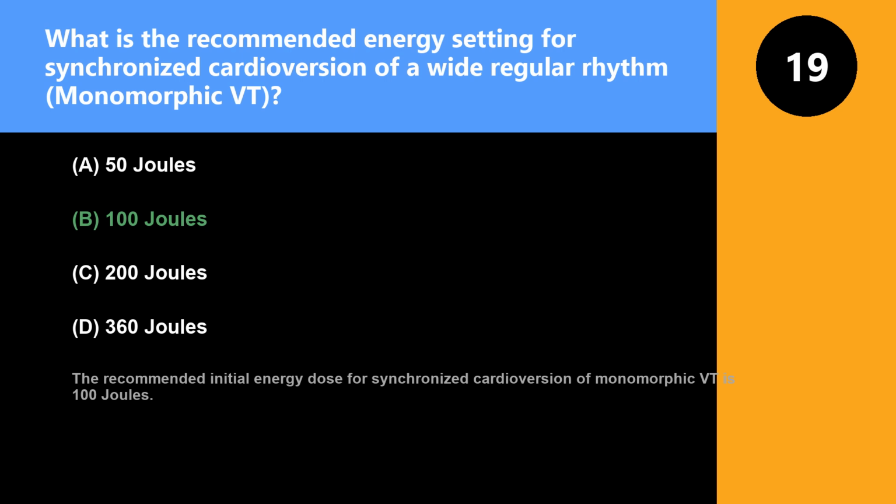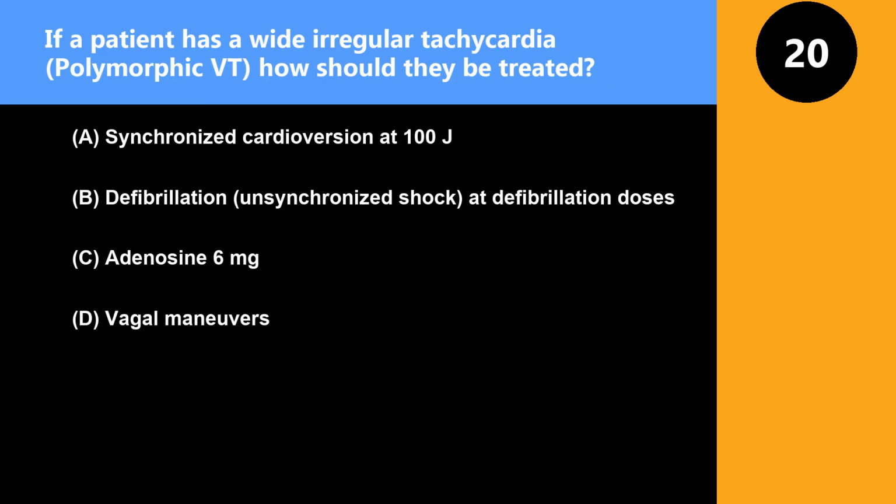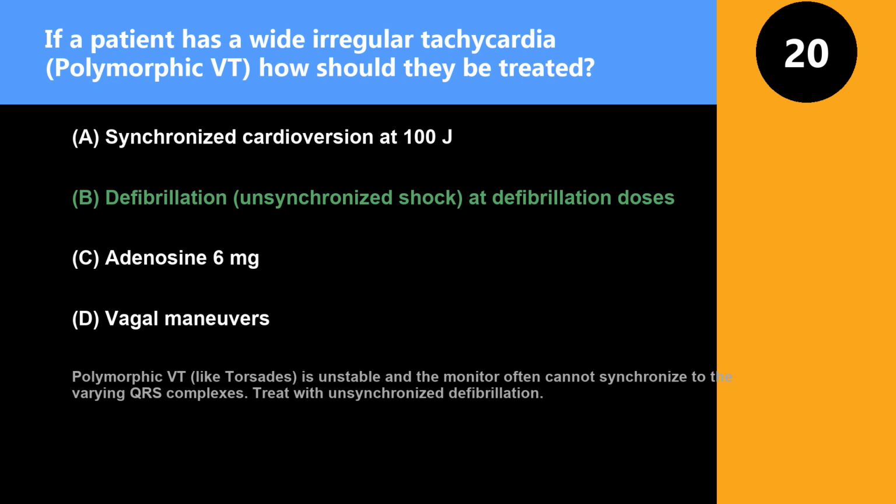Question 20. If a patient has a wide irregular tachycardia, polymorphic VT, how should they be treated? Option A, synchronized cardioversion at 100 J. Option B, defibrillation, unsynchronized shock, at defibrillation doses. Option C, adenosine 6 mg. Option D, vagal maneuvers. The correct answer is option B, defibrillation, unsynchronized shock, at defibrillation doses. Polymorphic VT, like Torsades, is unstable and the monitor often cannot synchronize to the varying QRS complexes. Treat with unsynchronized defibrillation.